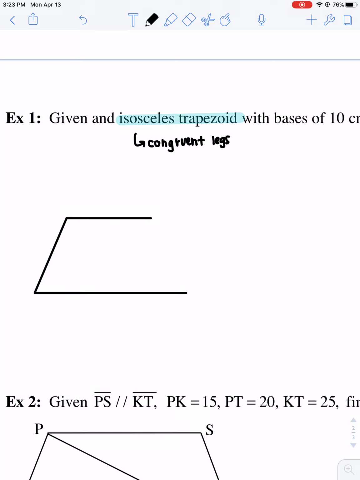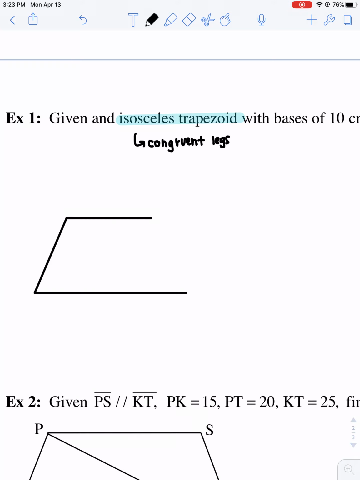All right, and now let's fill in our given information. It was given that one of the bases is 10 centimeters. The other base is 16 centimeters. So we're off to a good start. I have both the bases that I need in order to find the area of the trapezoid. We know that both of our legs are going to be 5 centimeters. Now, in order to find the area of the trapezoid, we need the height.